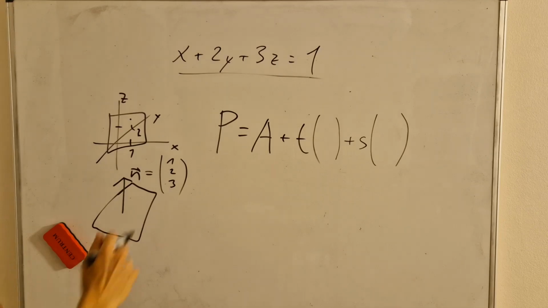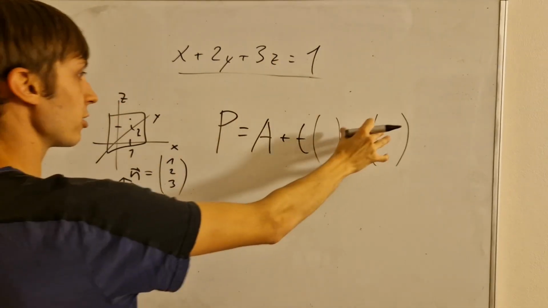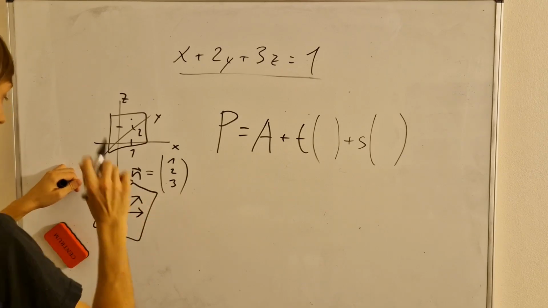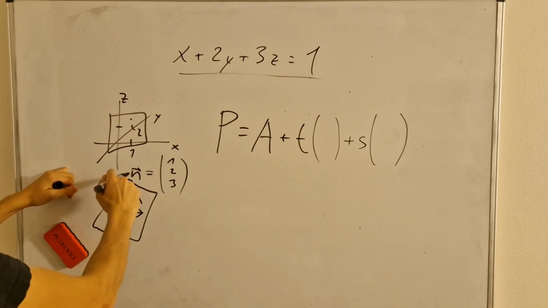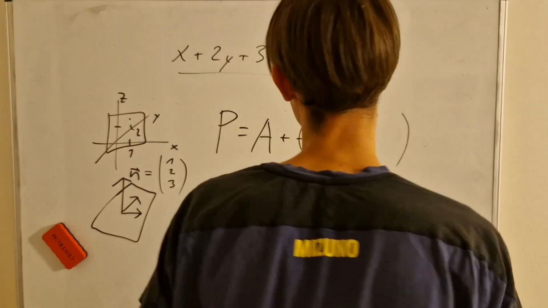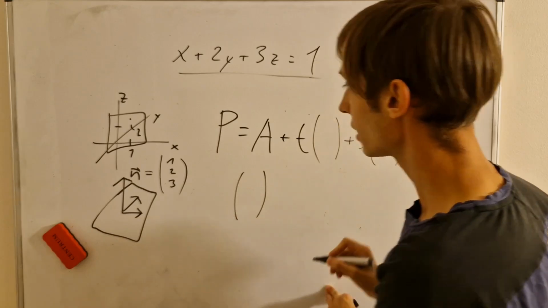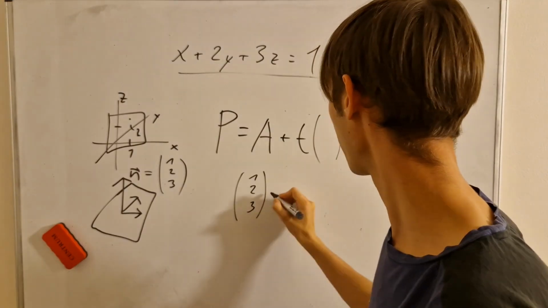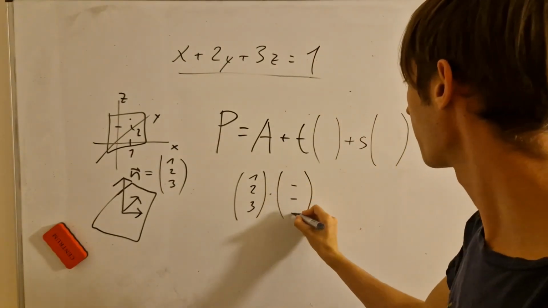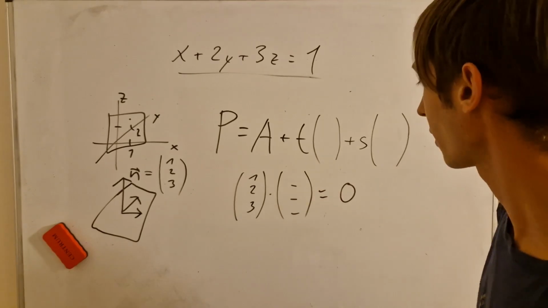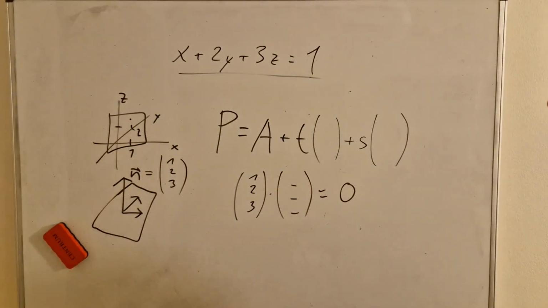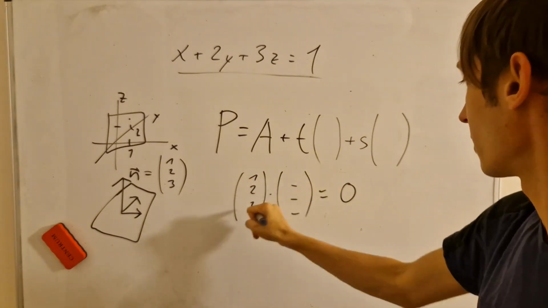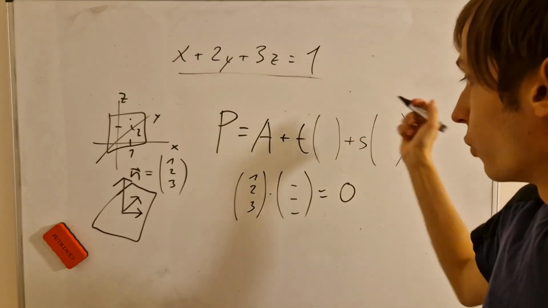Now, for parametric form, we need two vectors that lie in the plane, which means they are perpendicular to this normal vector n. So all we need is to think of those. And perpendicular vectors have a dot product of 0. So let's take this 1, 2, 3, and we want to dot product it with some vector with 3 entries, the dot product of which with 1, 2, 3 will be 0. Dot product is calculated, in case you don't know, this times this plus this times this plus this times this.